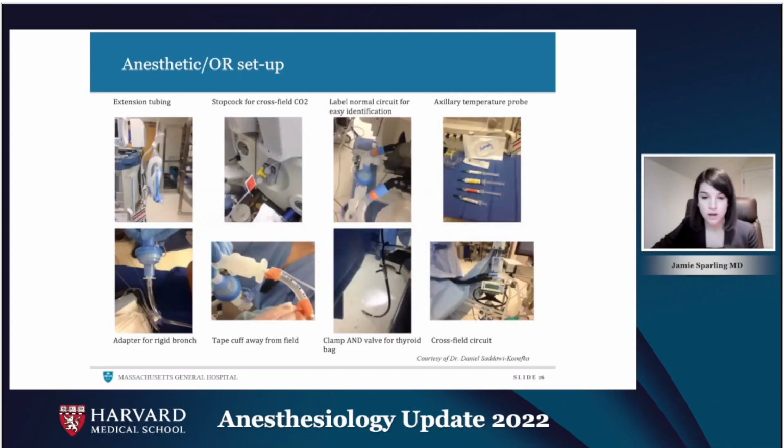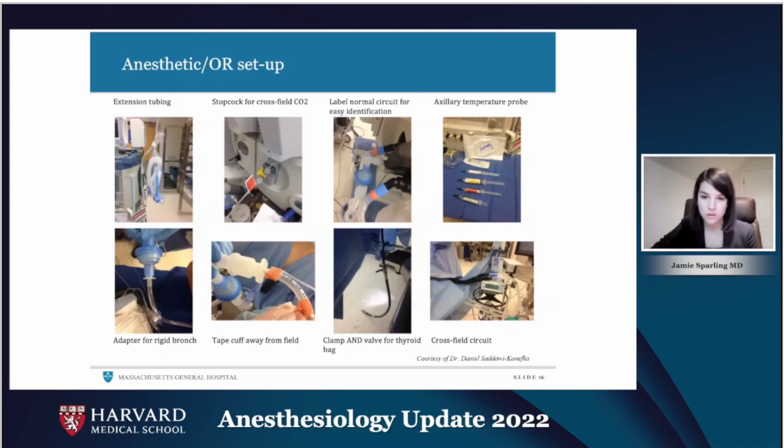Our anesthesia setup for cross-field ventilation cases is notable for the following. We retrieve additional extension tubing to connect the circuit through the cross-field ventilation circuit. We place a stopcock into our sampling line so that we can easily switch between the circuit connecting the oral endotracheal tube and that coming off of the surgical field for cross-field ventilation. We label each of these circuits and all of their components so that it's readily apparent to the anesthetist which of the modalities we're employing.